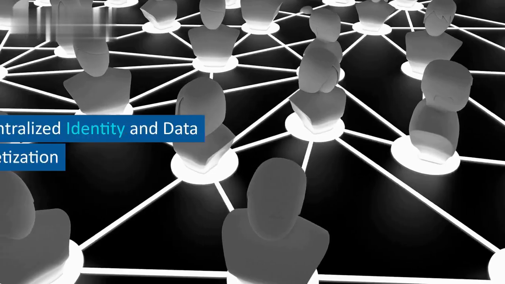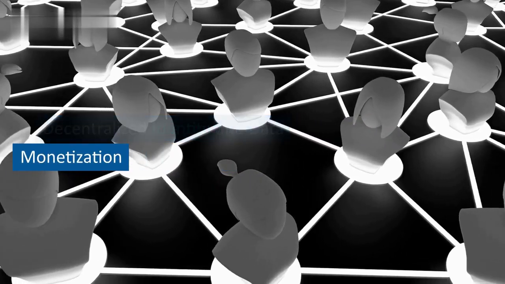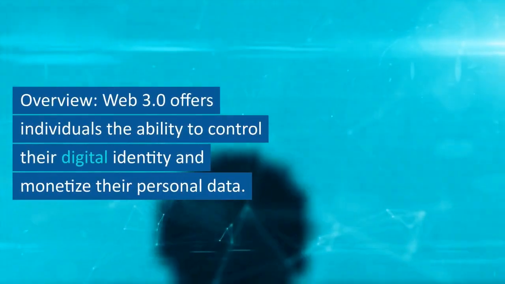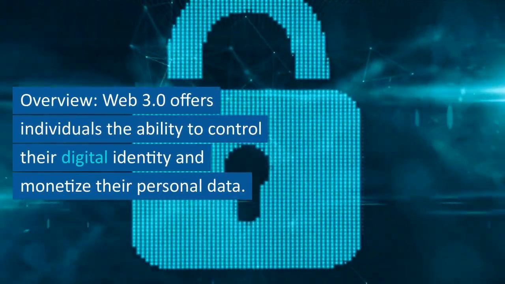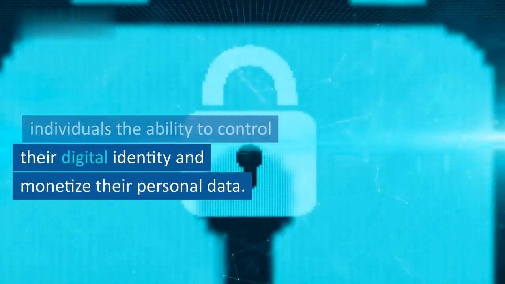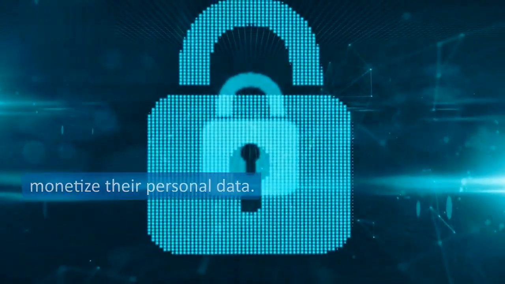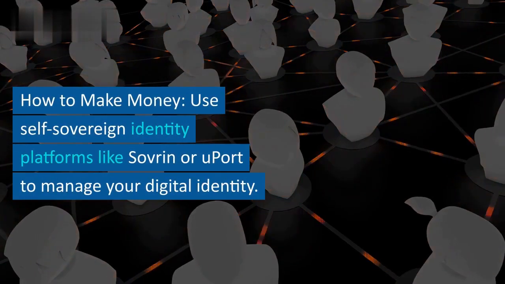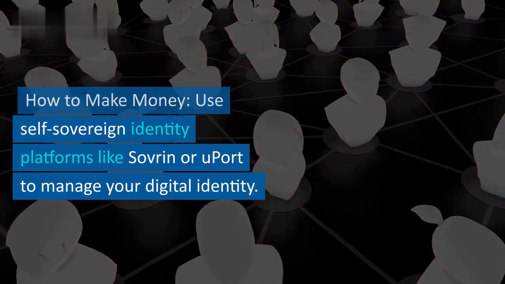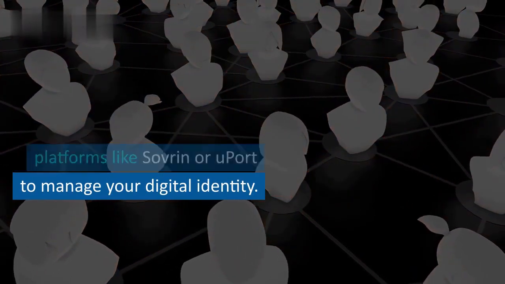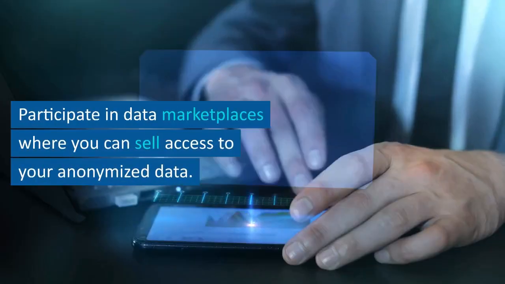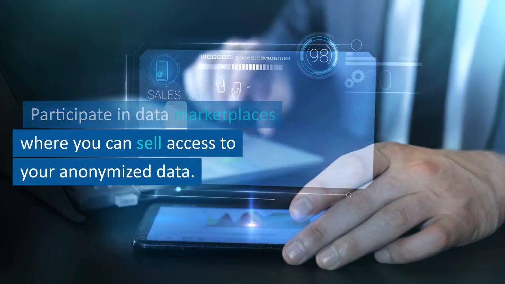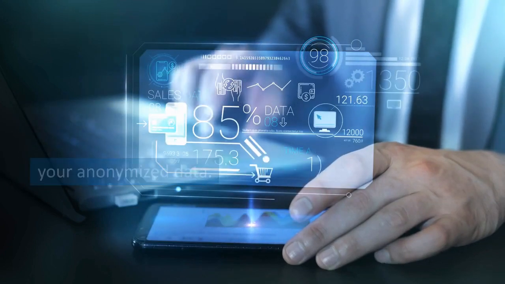5. Decentralized identity and data monetization. Overview: Web 3.0 offers individuals the ability to control their digital identity and monetize their personal data. How to make money: use self-sovereign identity platforms like Zoe or Uport to manage your digital identity. Participate in data marketplaces where you can sell access to your anonymized data.